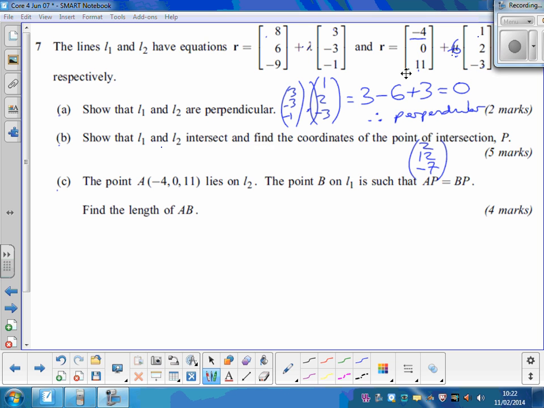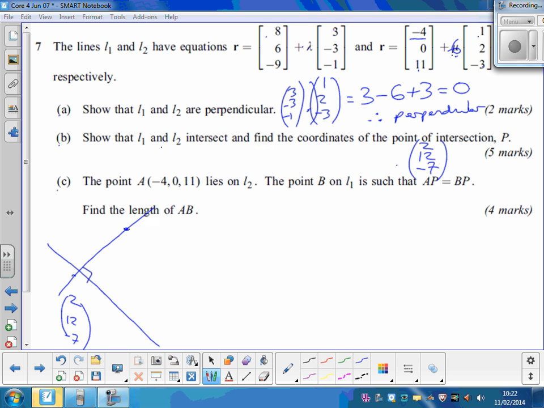So continuing June 2007, Core 4, question 7, this is part C then. We've just discovered we've got this point here where they meet. Now these two lines, this is line 1 here, this is line 2. We know that they meet at 90 degrees because we found that they were perpendicular earlier, and we've just decided that this point here is (2, 12, -7).